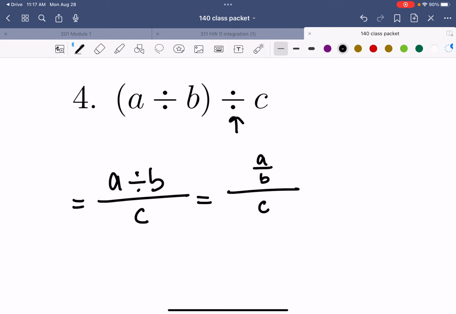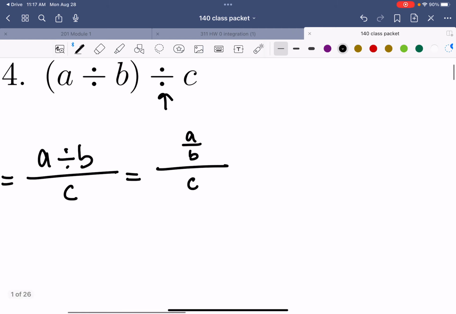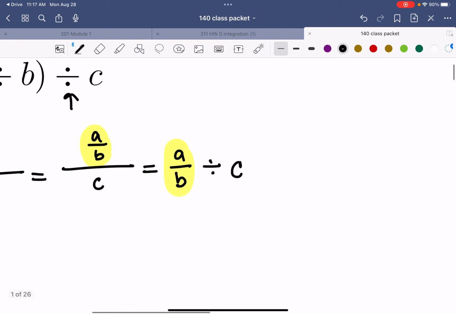Okay. And now our rules for complex fractions, anytime you have a fraction divided by another fraction, what we do is we keep the first fraction, the top one, so that one stays, right? So this fraction stays. And then it says divide by, so I'm going to write it as divide by C, right? And then C is really not C, but C over 1, because we're thinking about it as a fraction, because A over B is a fraction.